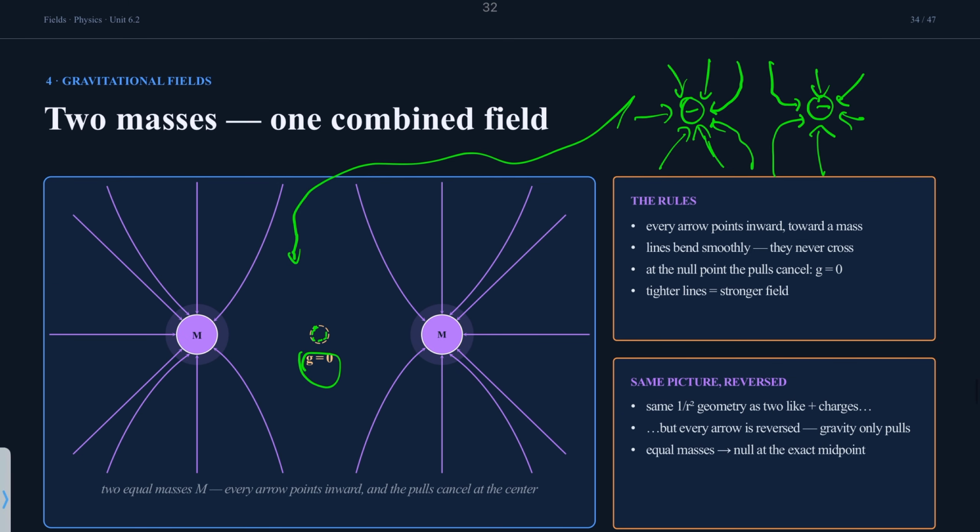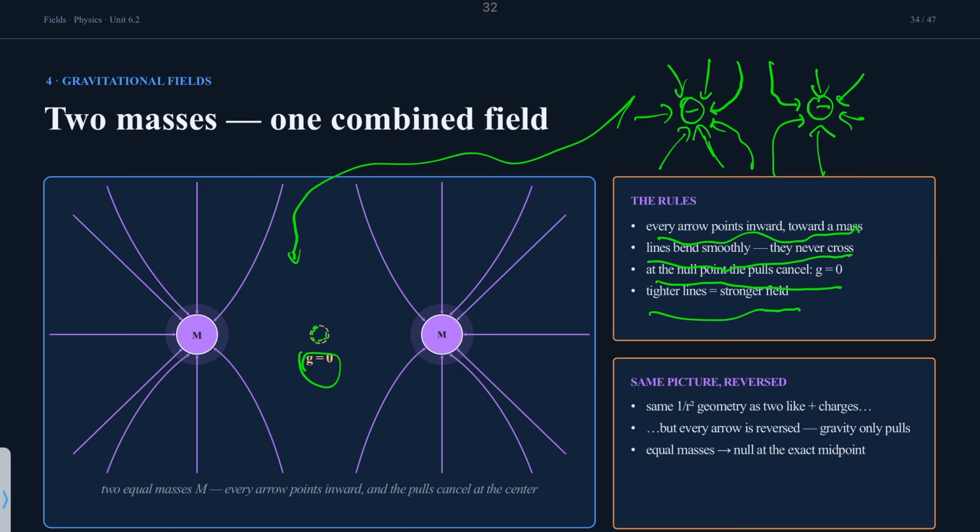And same rules apply, okay? Tighter lines is stronger field. The lines bend smoothly and never cross. The null point, they cancel. Every arrow points inward towards a mass. It's exact same stuff as charges.